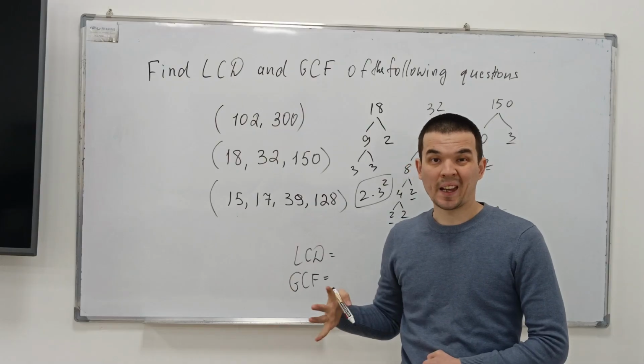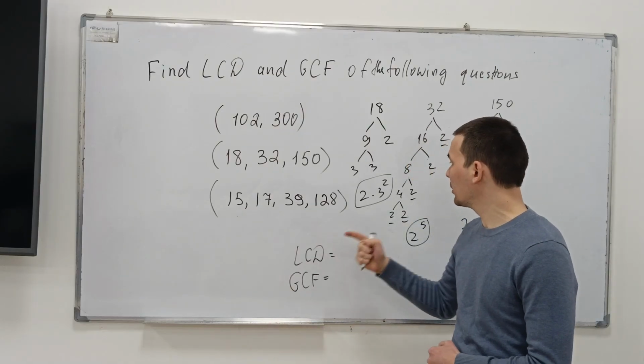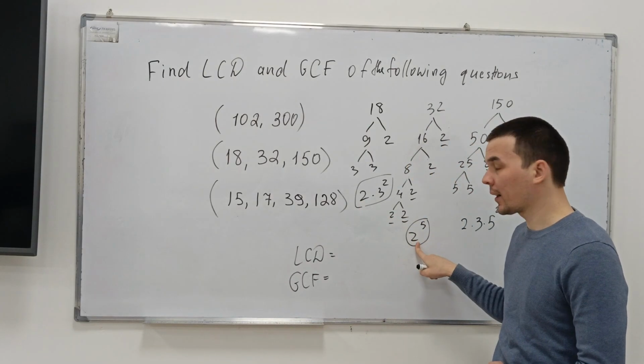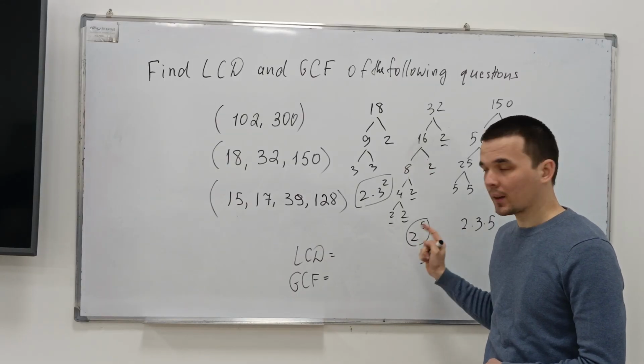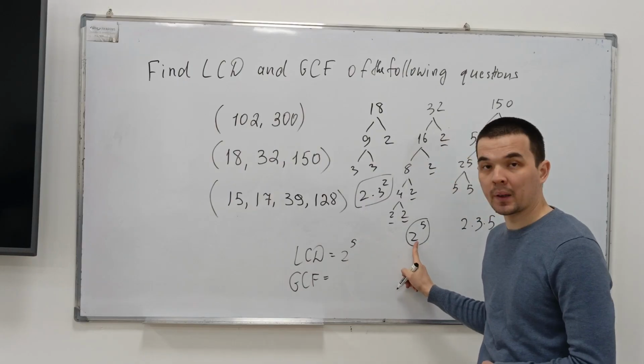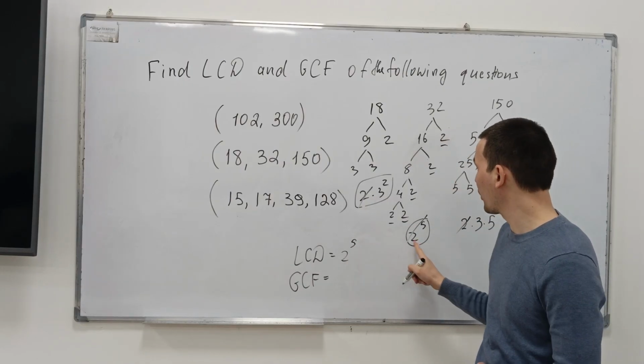Let's start selecting numbers carefully. For LCD, as I told you, we have got one 2, we have got 2 exponent 5, we have got one 2. Which one is the biggest? Definitely 2 exponent 5 is the biggest one. That's why we selected 2 exponent 5 here.